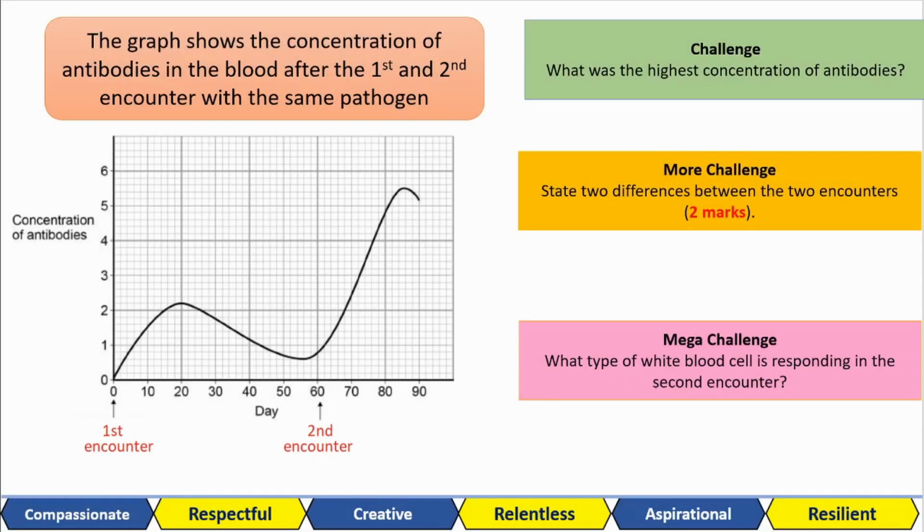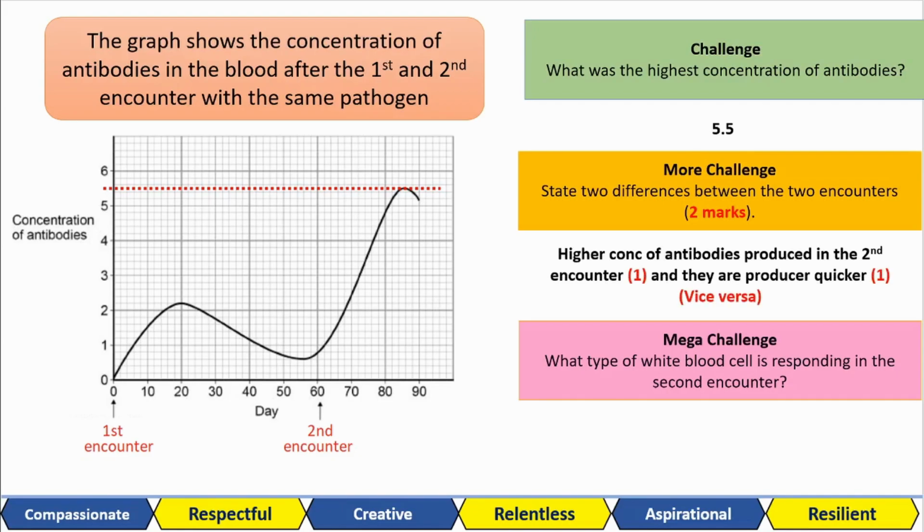Each small square represents 0.2, and that is the peak here. And the peak here obviously must be 5.5. The two differences are that the concentration of the antibodies produced is higher in the second response, and the production is also quicker, or you can say the opposite for the two marks. Finally, the white blood cells that cause the second response are our OG memory cells.